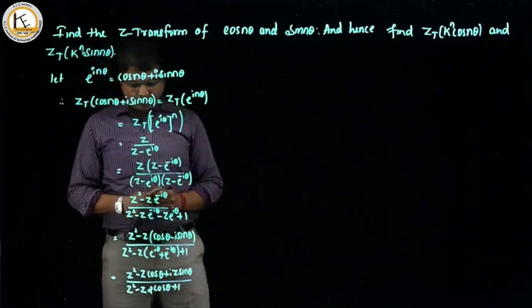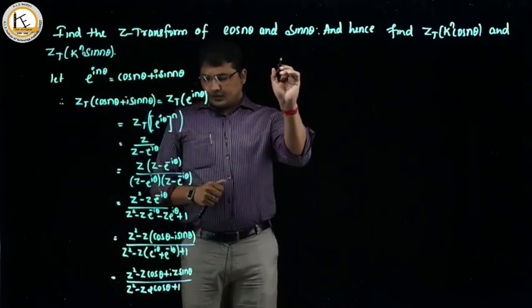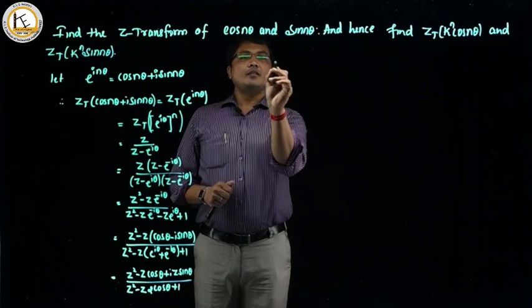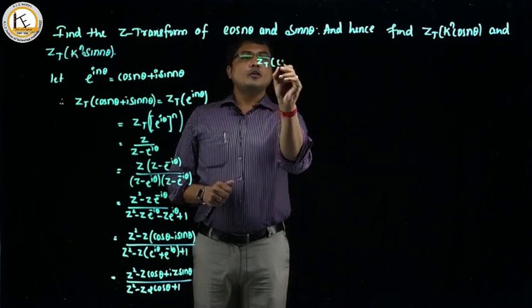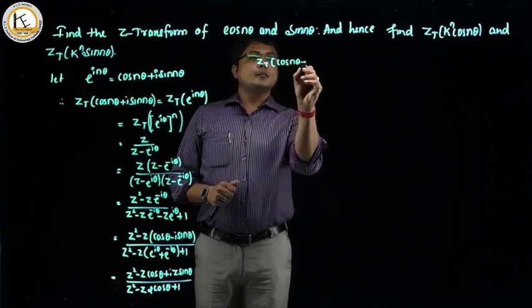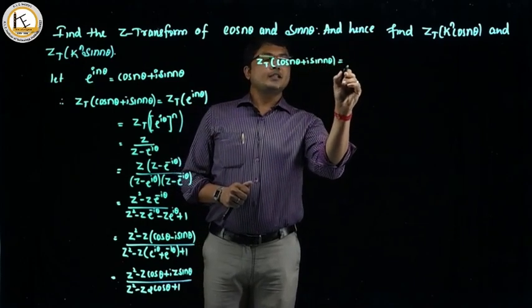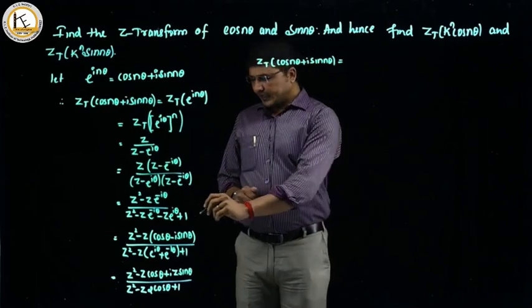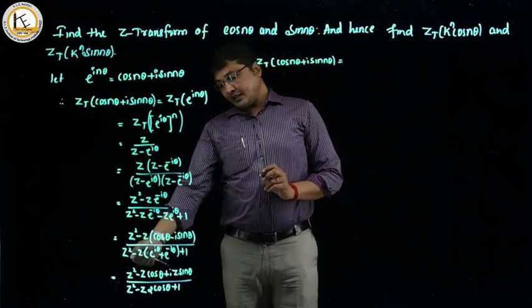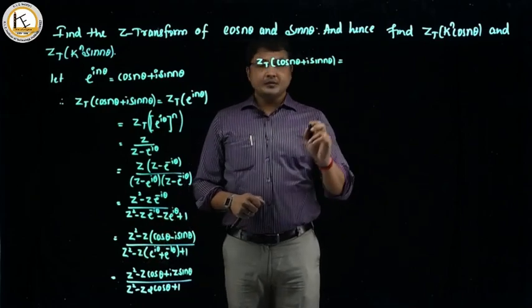Now simplifying further, we have here Z transform of cos n theta plus i sin n theta is equal to, now I am separating the real part and imaginary part from the numerator.